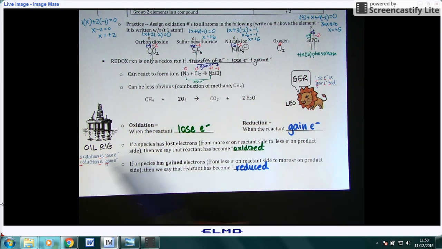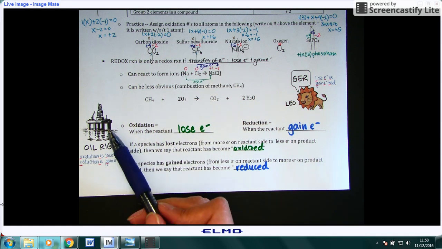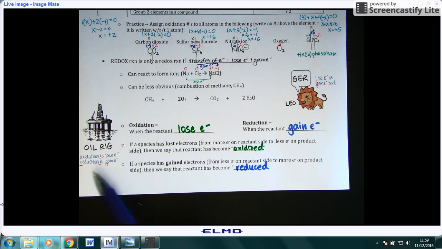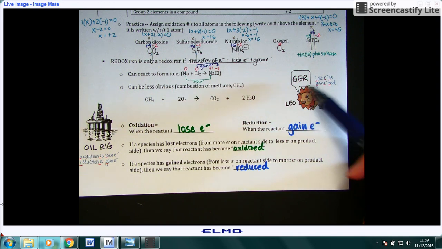And here are two acronyms to help you memorize the difference between oxidation and reduction. The first one on the left here is a picture of an oil rig. So OIL RIG: OIL, oxidation is losing electrons. For the RIG part, reduction is gaining electrons. On the right here is a picture of Leo the lion. Leo says grr: LEO, losing electrons is oxidation. For the GER part, gaining electrons is reduction. So you can use this if it will help you memorize the difference between oxidation and reduction.